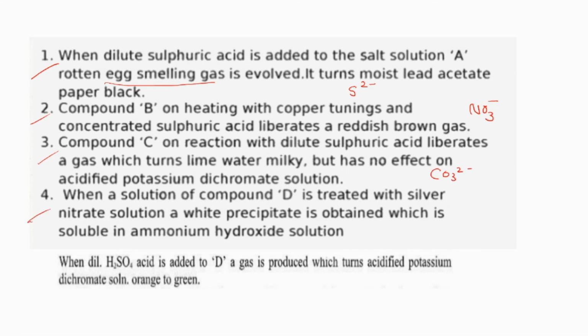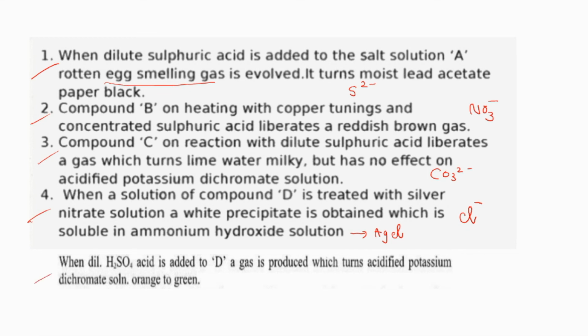When a solution of compound D is treated with silver nitrate solution, a white precipitate is obtained which is soluble in excess of ammonium hydroxide. In the previous video, this also we had clearly discussed. So which is that white precipitate that is soluble in ammonium hydroxide? That will be silver chloride. So when it is reacting with silver nitrate, a precipitate of silver chloride is forming. The solution will be containing definitely the anion Cl minus. Easy. Now see the next one.